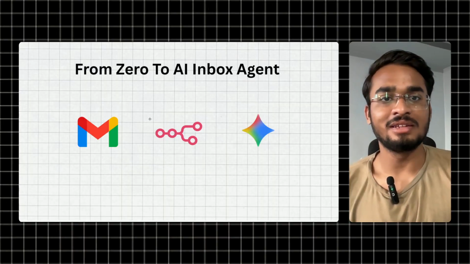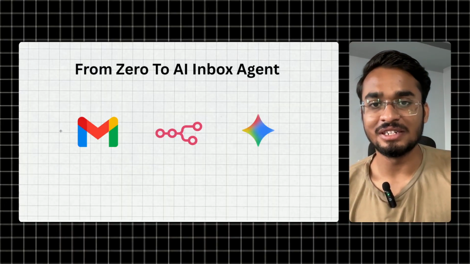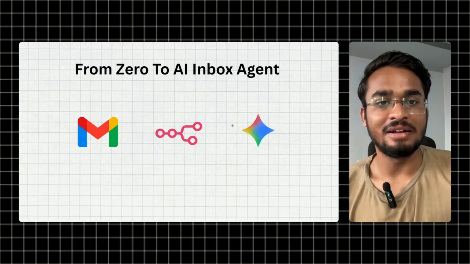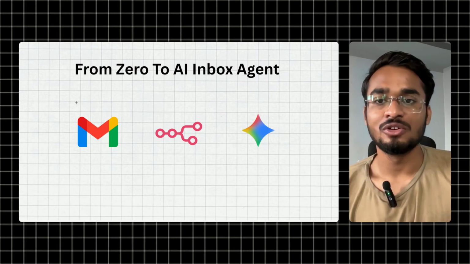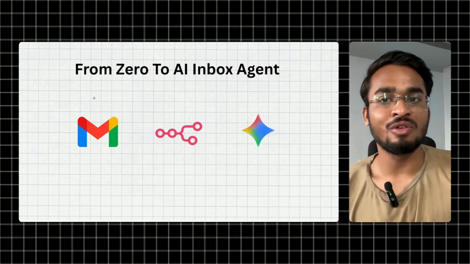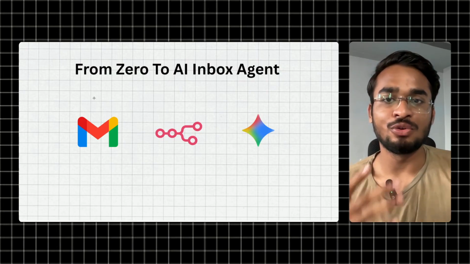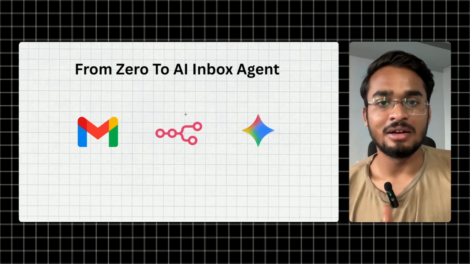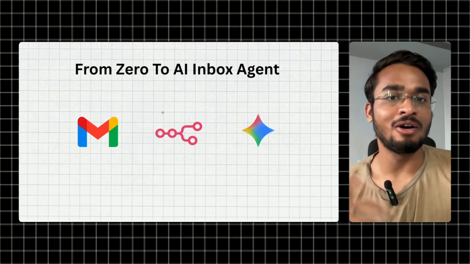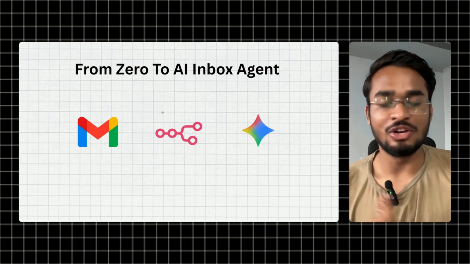So we are going to use three tools to make this AI inbox agent. First is Gmail, second is n8n, and third is Google Gemini. Instead of Gmail, if you have an Outlook account you can still use it. Some changes might be needed, but yes, you can use it. And n8n is a no-code platform where we build the whole system, the whole AI agent workflow.